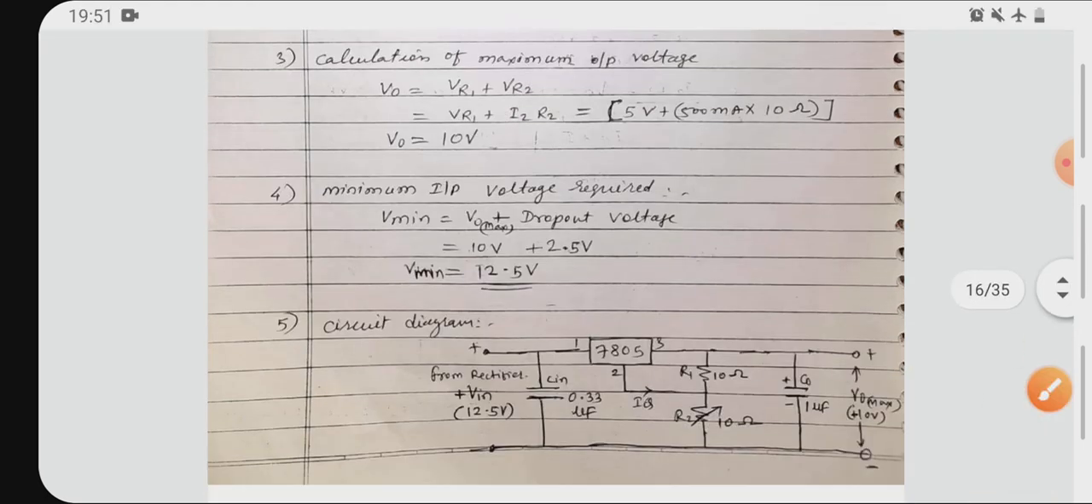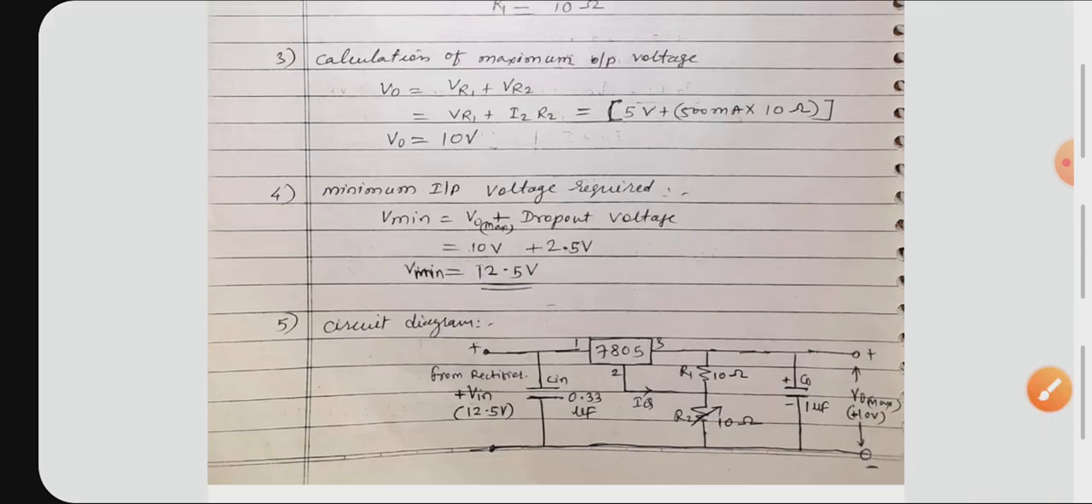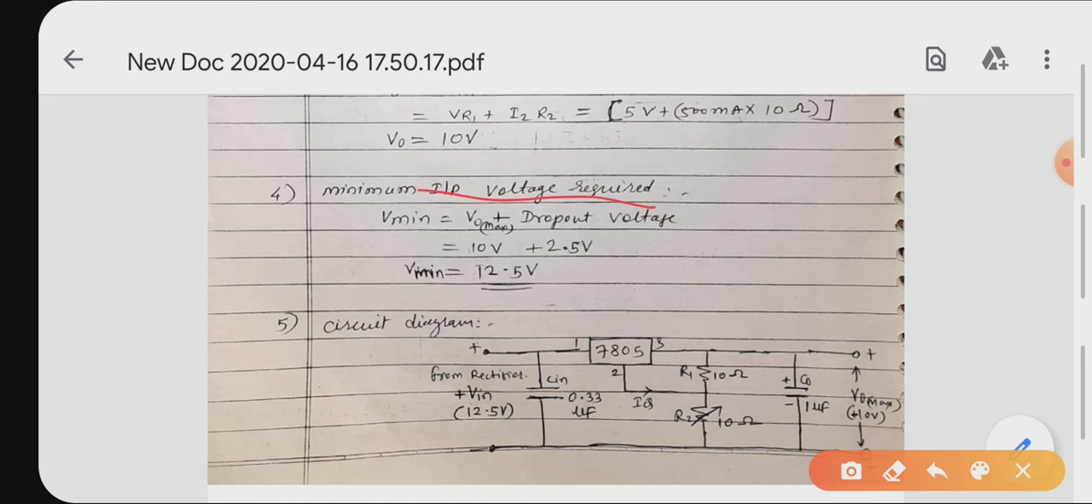Next step, minimum input voltage required. Vin min, minimum input voltage, is equal to VO max plus dropout voltage. The maximum output voltage you have calculated here is 10 volt, keep that value, and dropout voltage VD is constant for IC 78 series or 79 series, it is 2.5 volt. Always consider it as 2.5 volt. So Vin min you will get 12.5 volt. You can write this down here in the last step.